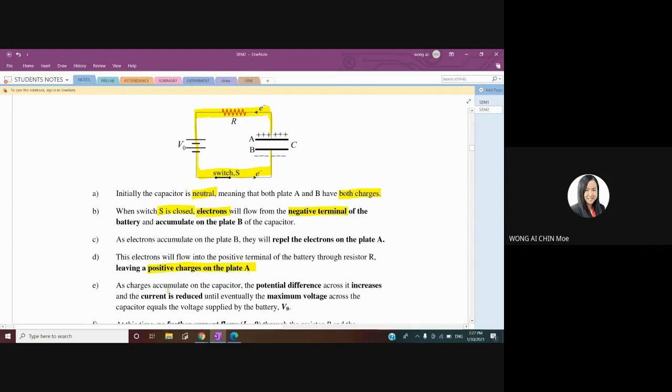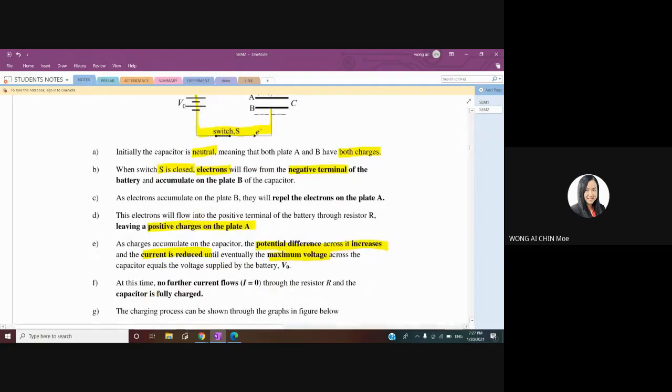As the charges accumulate on the capacitor, the potential difference will also increase, because there's a difference between plate A and plate B. The current is reduced until eventually the maximum voltage across the capacitor equals the voltage supply. At this time, no further current will flow through the capacitor; when it is fully charged, no current flows through.